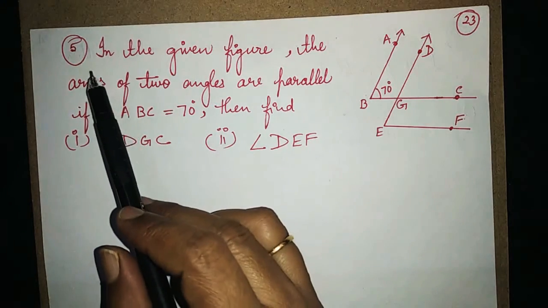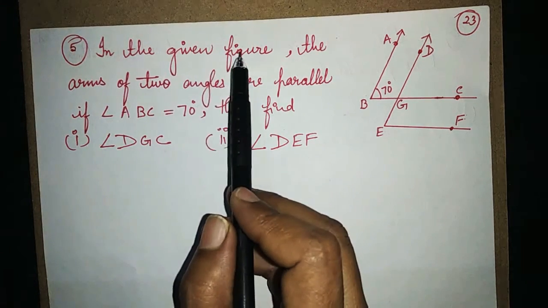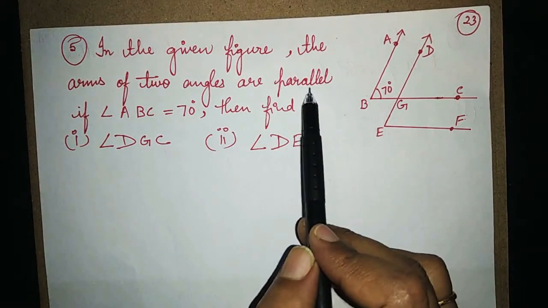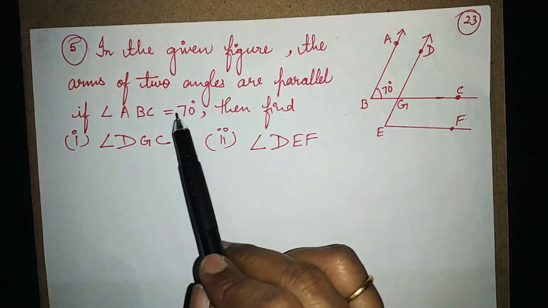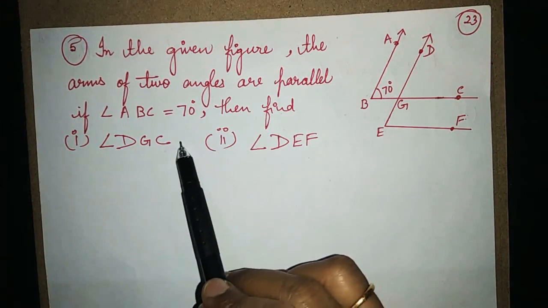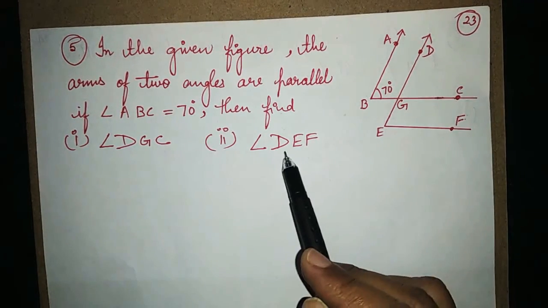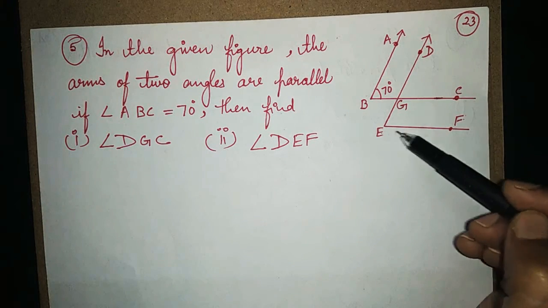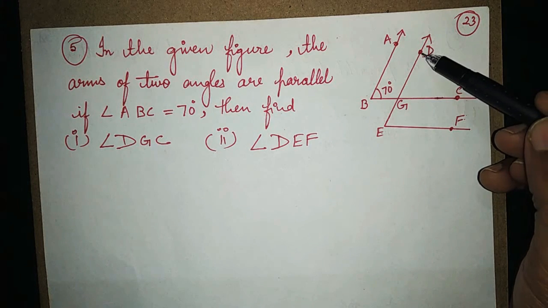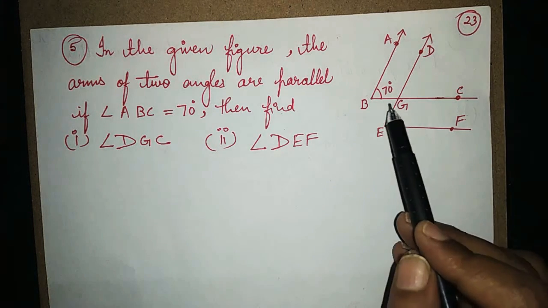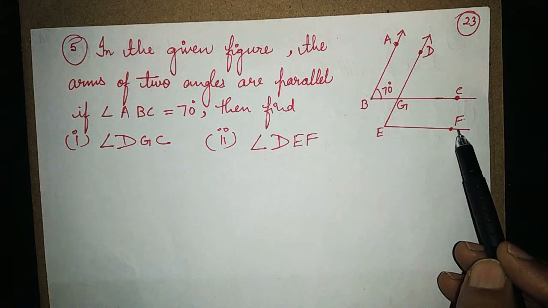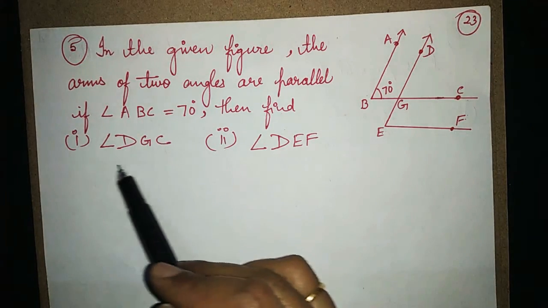Now see the question number 5. In the given figure, the arms of two angles are parallel. Here, if angle ABC is equals to 70 degree, then find angle DGC and angle DEF. Here you can see arm BA and ED is parallel and BC is parallel to EF. Now first we will calculate measure of angle DGC.